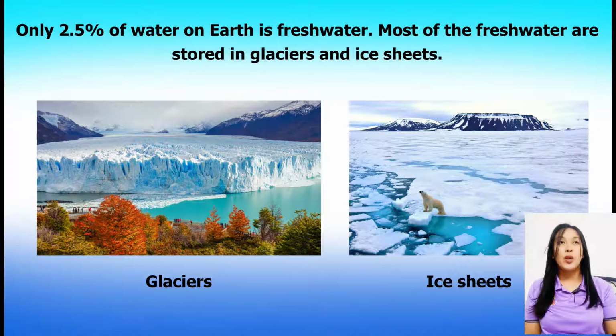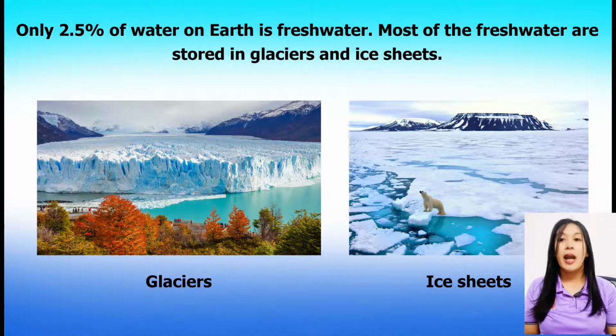All right. So glaciers and ice sheets are actually fresh water. Out of the 2.5% that we have, some of our fresh water is frozen in glaciers and ice sheets.